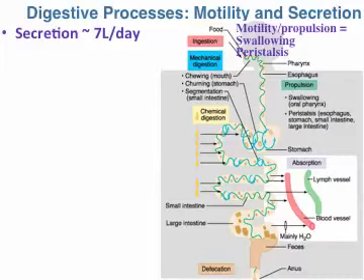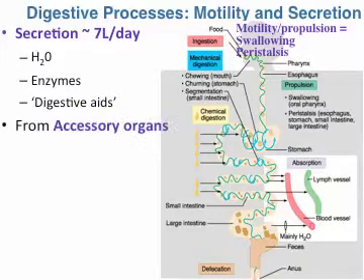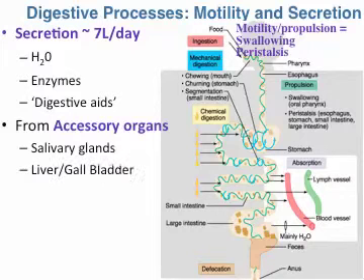With your salivary glands and the other glands throughout the tube, you secrete into the tube about 7 liters of secretion per day. Mostly it's water, but some enzymes and digestive aids, for instance bicarbonate. And hopefully you remember bicarbonate from talking about acid-base balance. So a salivary gland is an accessory organ, and salivary glands, like I said, add to the secretion.